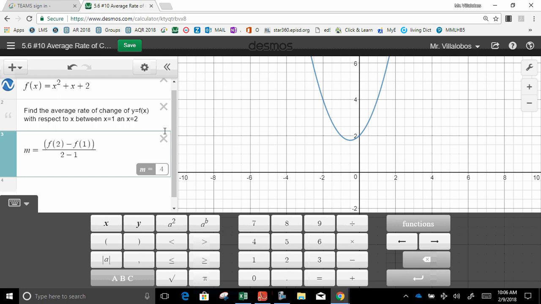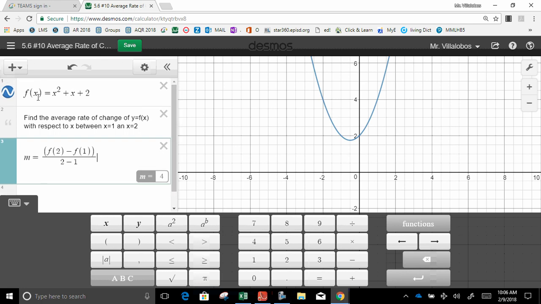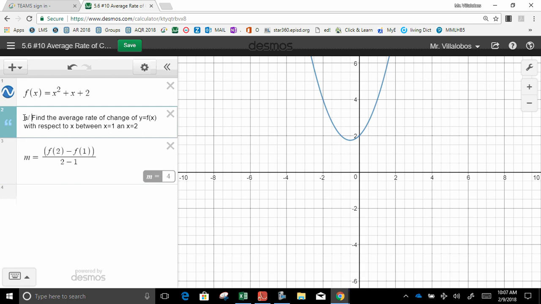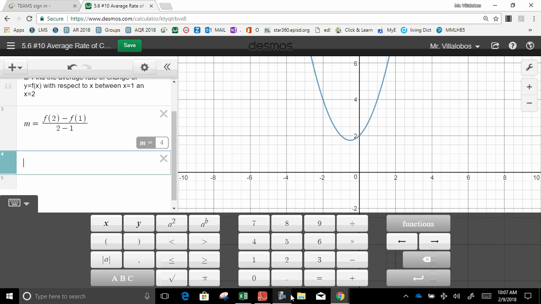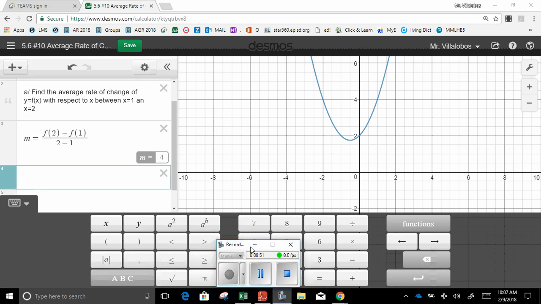Okay, so enter the function f of x equals x squared plus x. Part A is find the average rate of change of y equals f of x with respect to x between x equals 1 and 2. And here it is. The slope is f of 2 minus f of 1 divided by 2 minus 1, which is 4. That's it. It's 4. Let's write part B. What's part B?